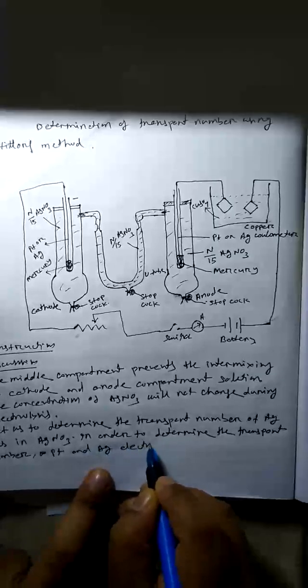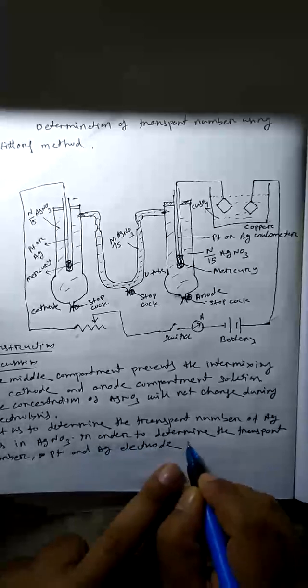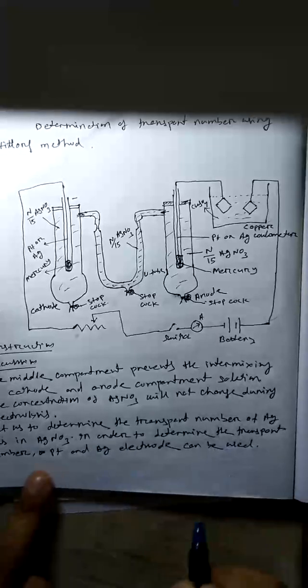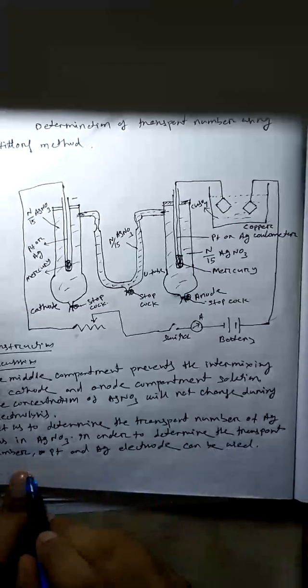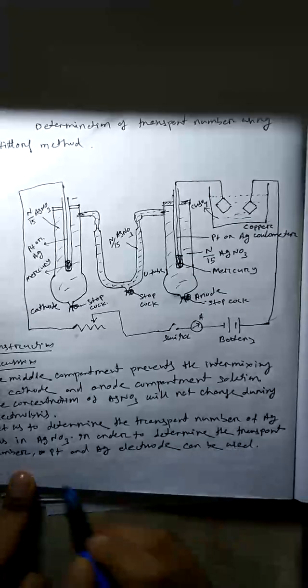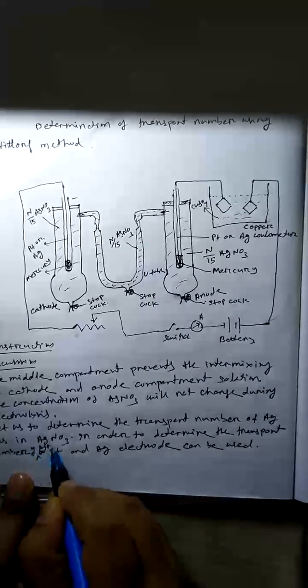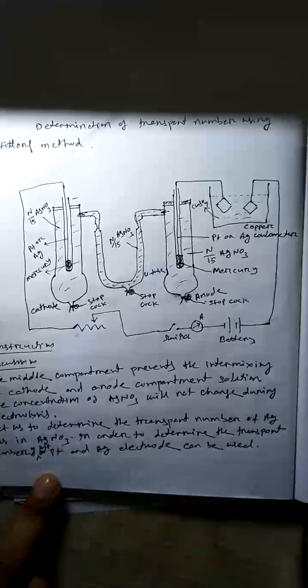Platinum and silver electrodes can be used in order to determine the transport number of silver ion.